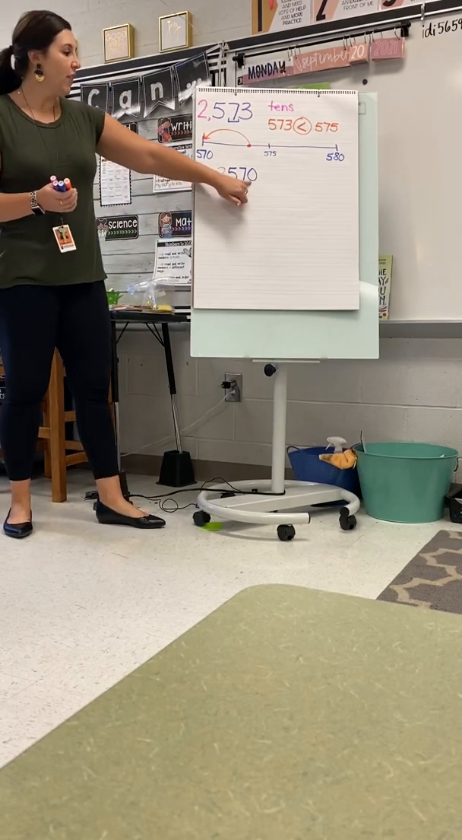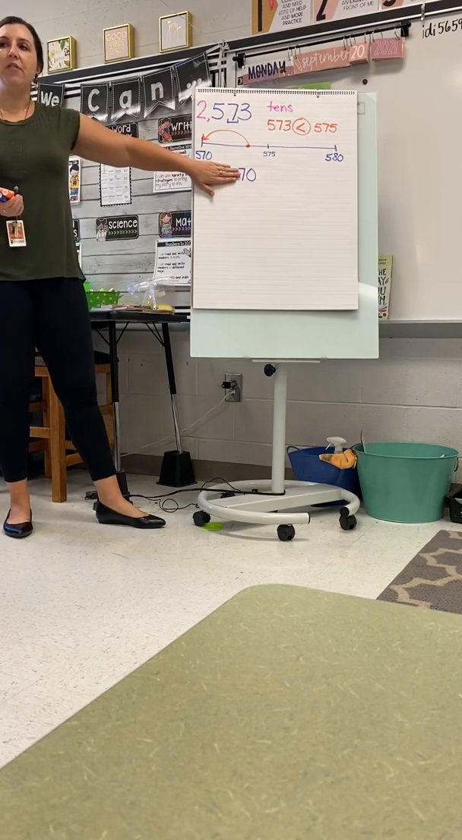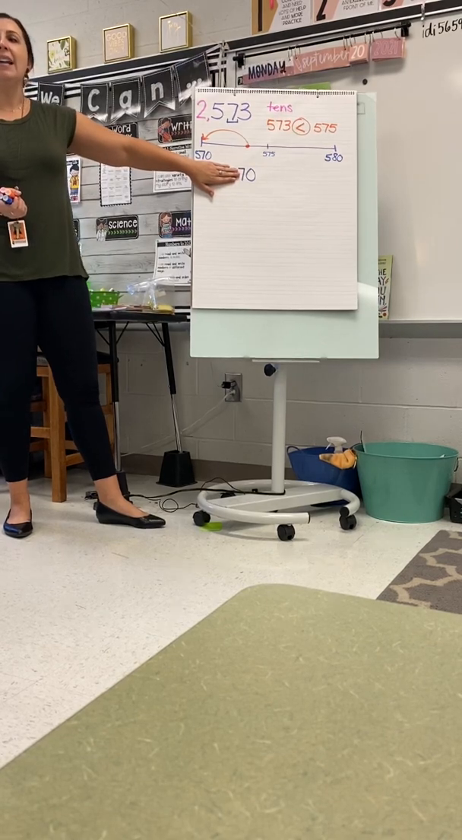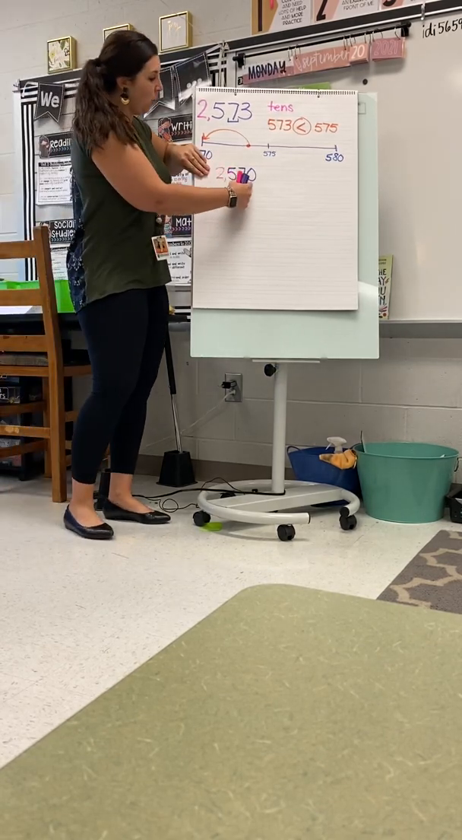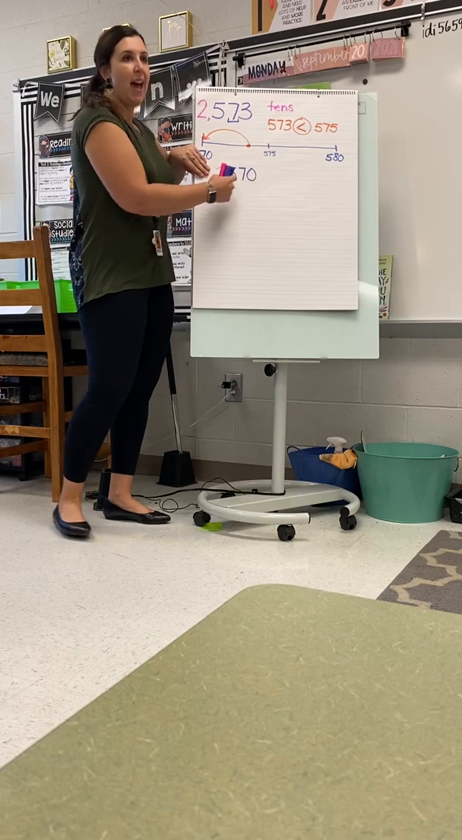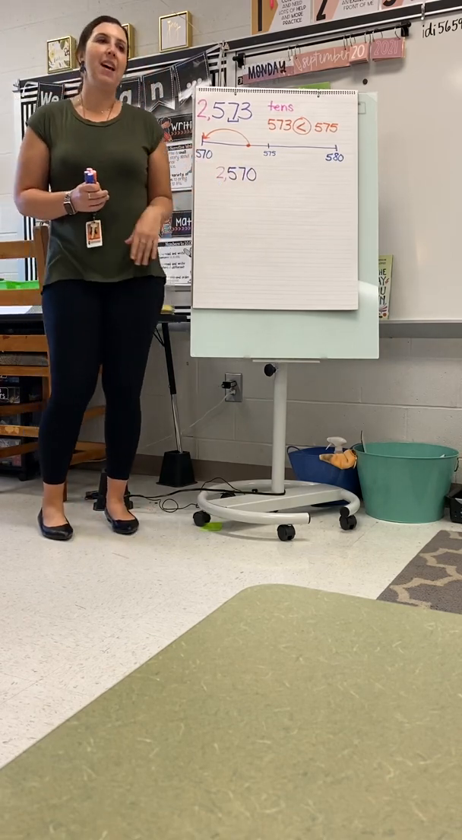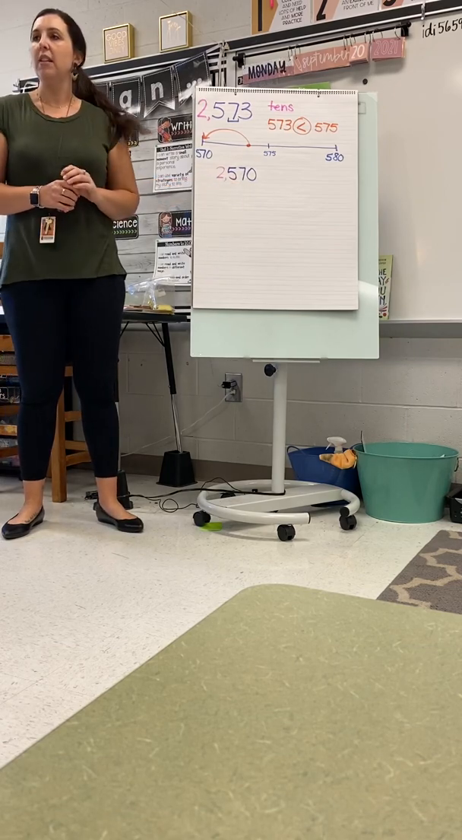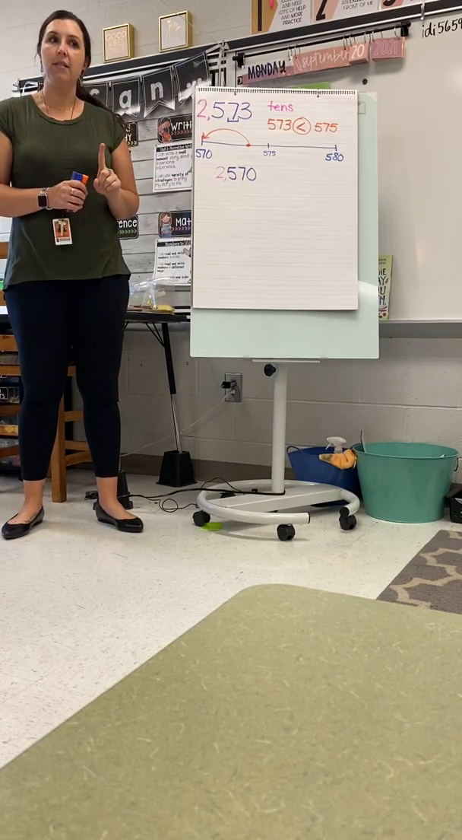So the only difference is, remember, I don't really even have to pay attention to all the numbers to the left of my place value until I figured that out, what it would be rounded to the nearest tens. I don't really care about my numbers in the thousands place or the hundreds place. I really only care about my numbers in the tens and the ones place.